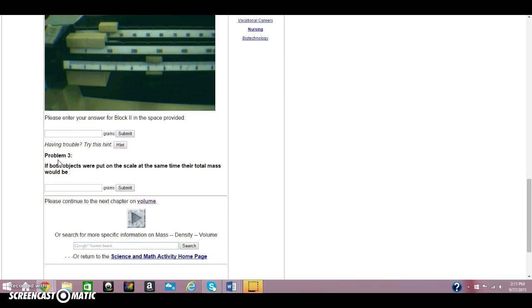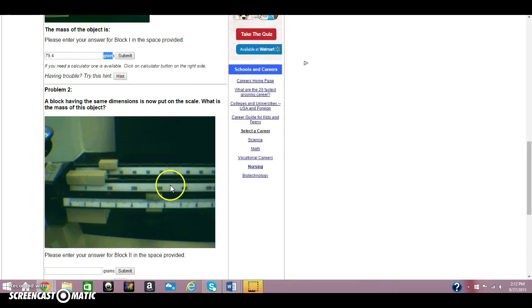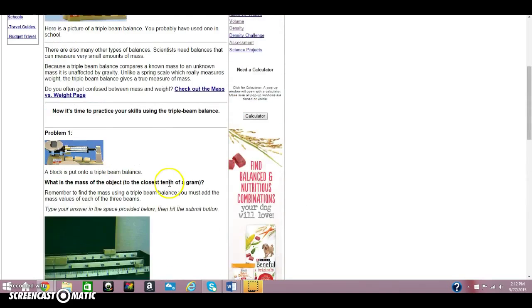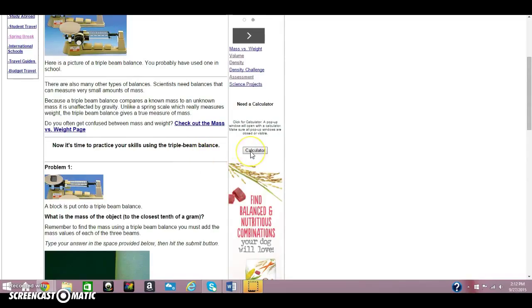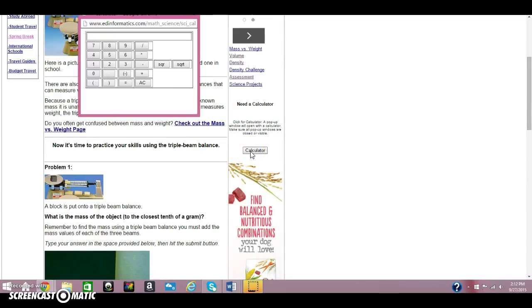And then number 3 says, if both objects were put on the scale at the same time, that means both of the blocks were both on the scale at the same time, what would their total mass be? That sounds like a summative, which means you add. If you can't figure it out very easily, do not worry. Up here it says calculator. Click calculator and look what shows up.